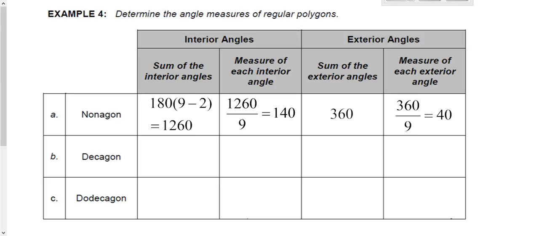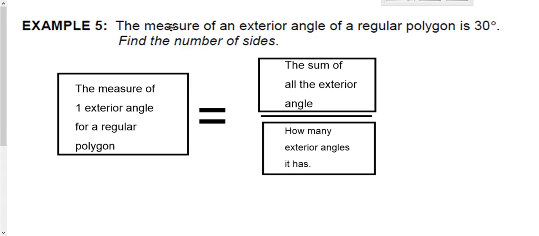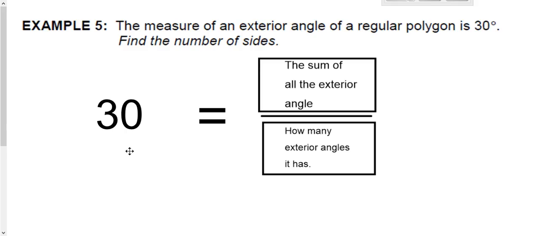What's next? It says the measure of each exterior angle of a regular polygon is 30 degrees. Find the number of sides. We did one of these with interior angles also. So this time they give you the measure of the one angle. They want to know how many sides. So in the formula, the measure of each exterior angle is over here, so we'll put the 30 there.